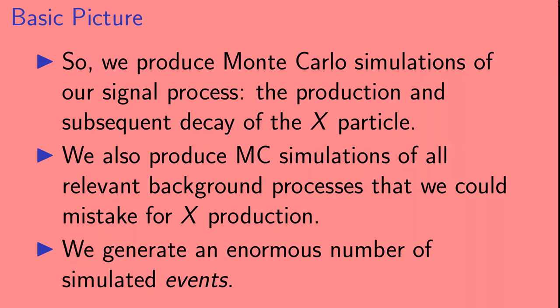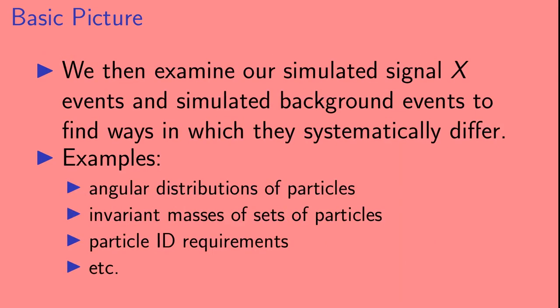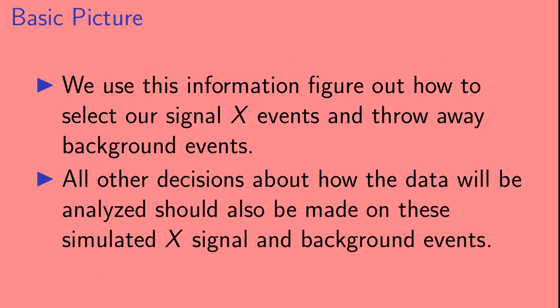So, we produce Monte Carlo simulations of our signal process, which is the production and subsequent decay of the X particle. We also produce Monte Carlo simulations of all relevant background processes that we could mistake for X production. We generate an enormous number of simulated events. We then examine our simulated signal X events and simulated background events to find ways in which they systematically differ. For example, we might look at the angular distributions of particles. Or we might look for a set of particles from an X decay that have an invariant mass compatible with the X, and so on. We use this information to figure out how to select our signal X events and throw away background events.